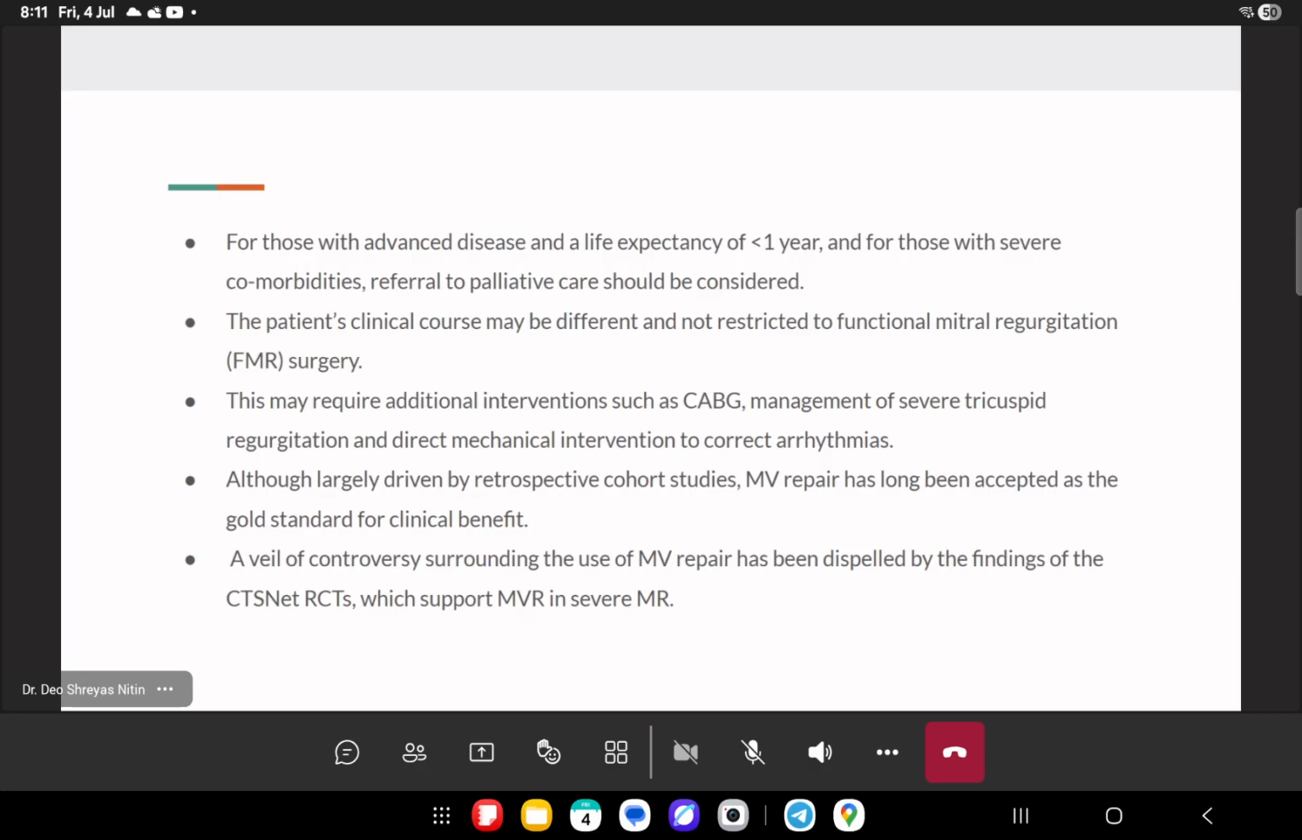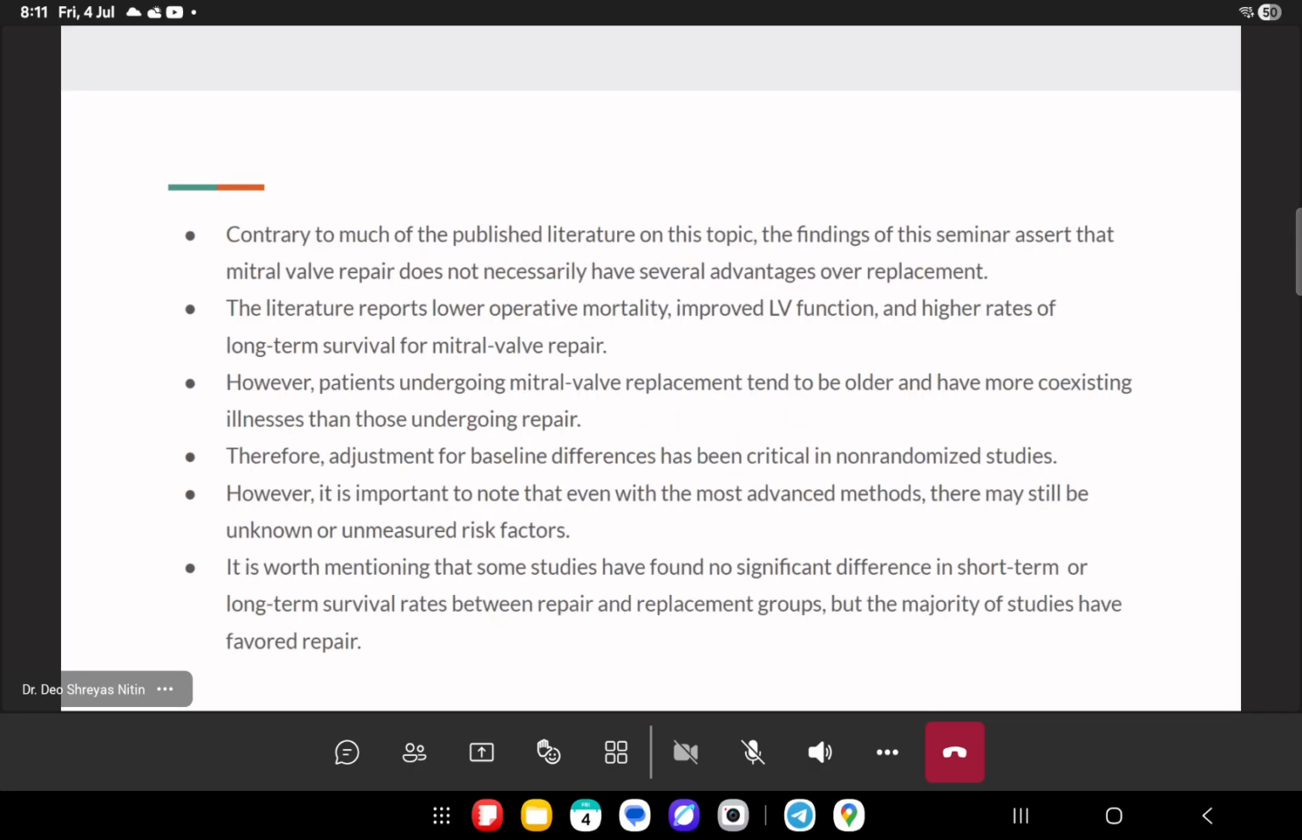mitral valve replacement in severe MR. Contrary to much of the published literature on this topic, the findings of this seminar assert that mitral valve repair does not necessarily have several advantages over replacement.